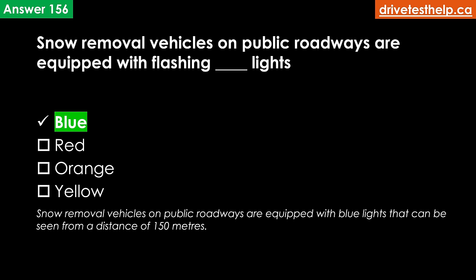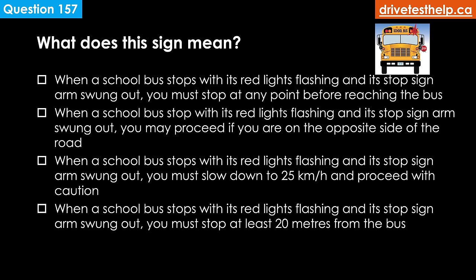Snow removal vehicles on public roadways are equipped with flashing blue lights that can be seen from a distance of 150 meters. What does this sign mean? When a school bus stops with its red lights flashing and its stop sign arm swung out, you must stop at any point before reaching the bus.